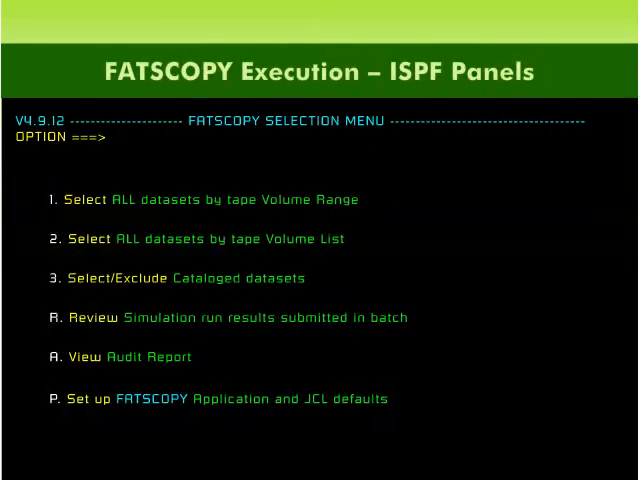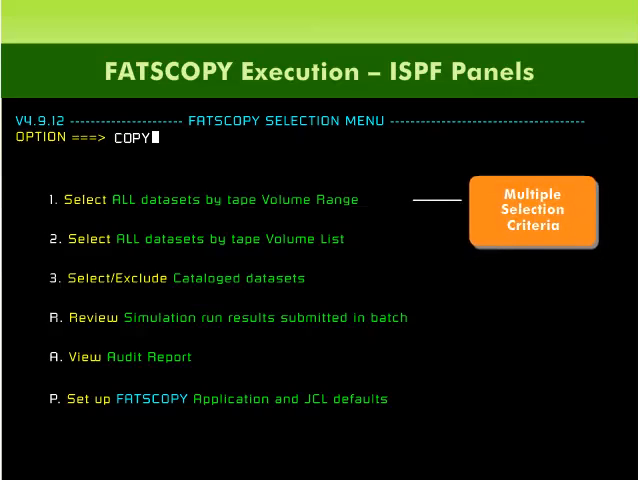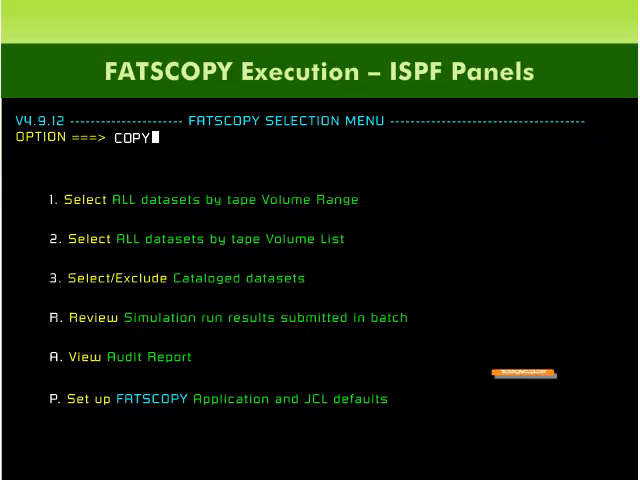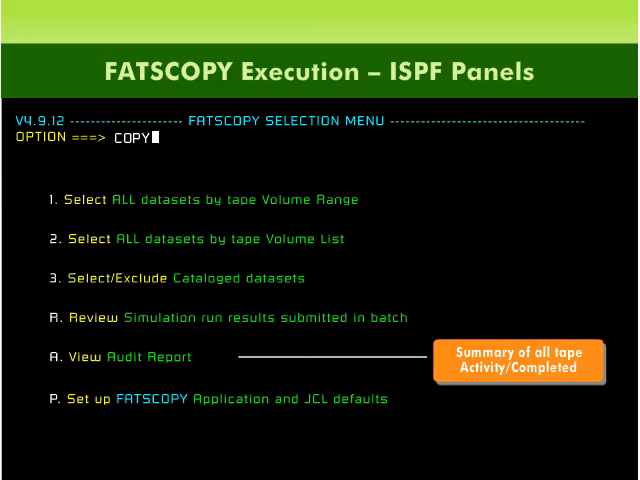While experienced users may like executing FATSCOPY natively through z/OS batch jobs, others may prefer to use the supplied ISPF panels. As you can see from the main FATSCOPY selection menu, Option 1 allows you to select from a range of tape volsers, while Option 2 can be used to select from a supplied list of specific or generic volsers. Option 3 is used to select and/or exclude individual or groups of data sets using the z/OS catalog. Audit reporting on a specific FATSCOPY operation can also be viewed through the ISPF panels.